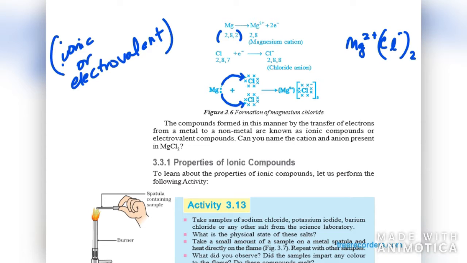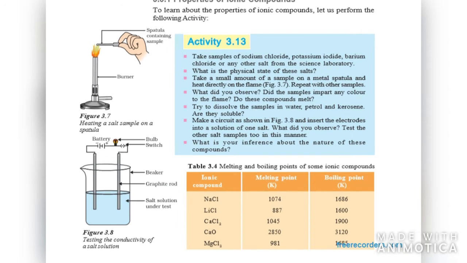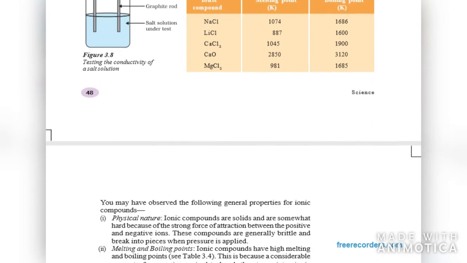Now, in this question, it says, can you name the cation and anion present in magnesium chloride? So, magnesium is cation and chloride is anion. It is properties of ionic compounds. So, as you can see in table 3.4, it shows some ionic compounds, their melting point and boiling points are given there. Now, as you can see, it is quite high. Both the melting point and boiling point is very high in this case. So let's see what are the properties of ionic compounds.